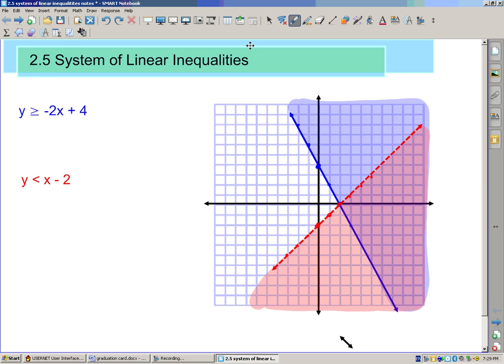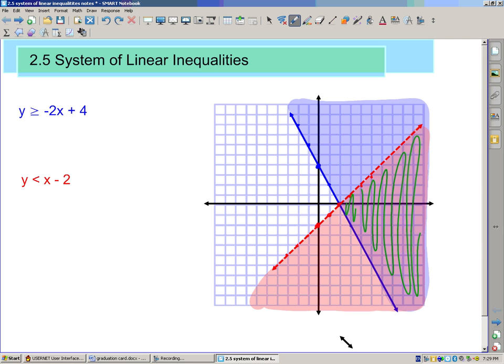If they were equals, I would be saying that my answer is where the two lines meet. In this case, my answer is where the two shades overlap. Do you see where the two shades overlap? Two shades overlap here. This region is the answer.